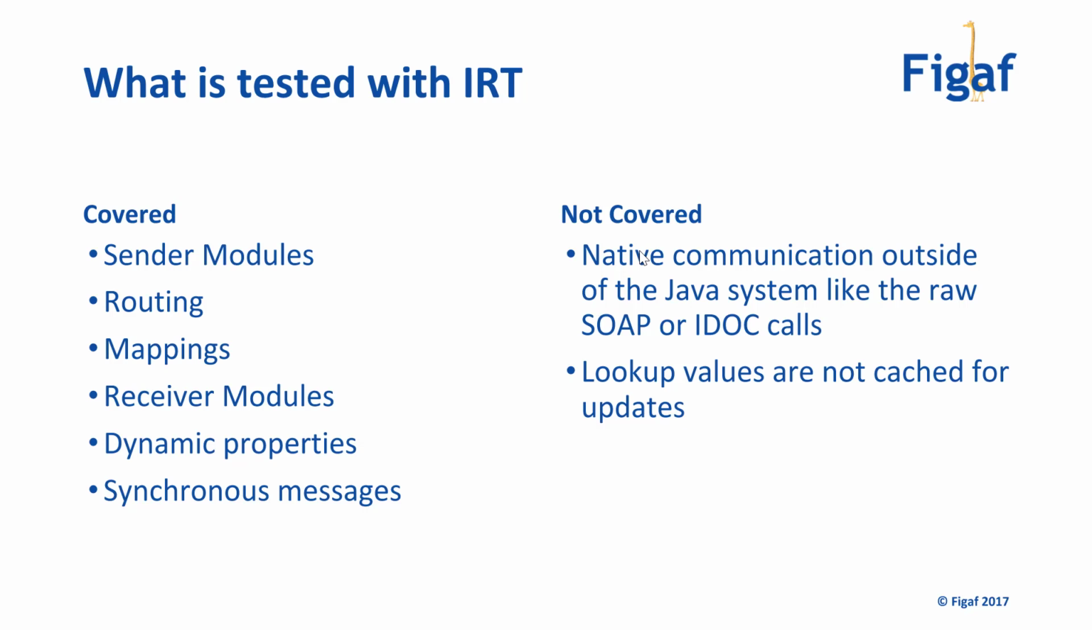A little about what is covered and what is not covered. We're able to test sender modules, routing, mappings, receiver determination, dynamic properties, and synchronous messages. What is not covered is everything outside of PI, since this is all internal PI, everything that's happening inside of it. We're not able to test what's happening outside of the PI system. What do the raw SOAP calls look like? Do they look any different? Is the IDOC any different?